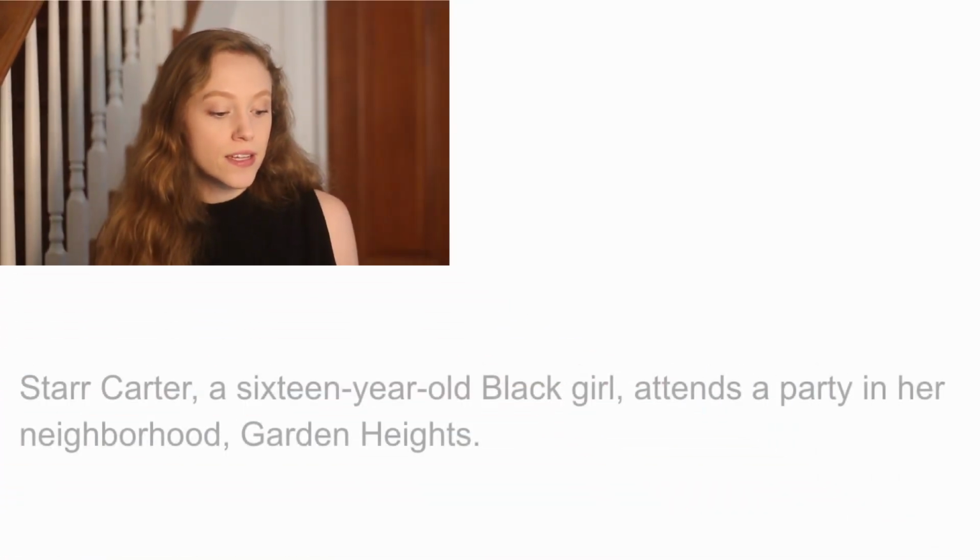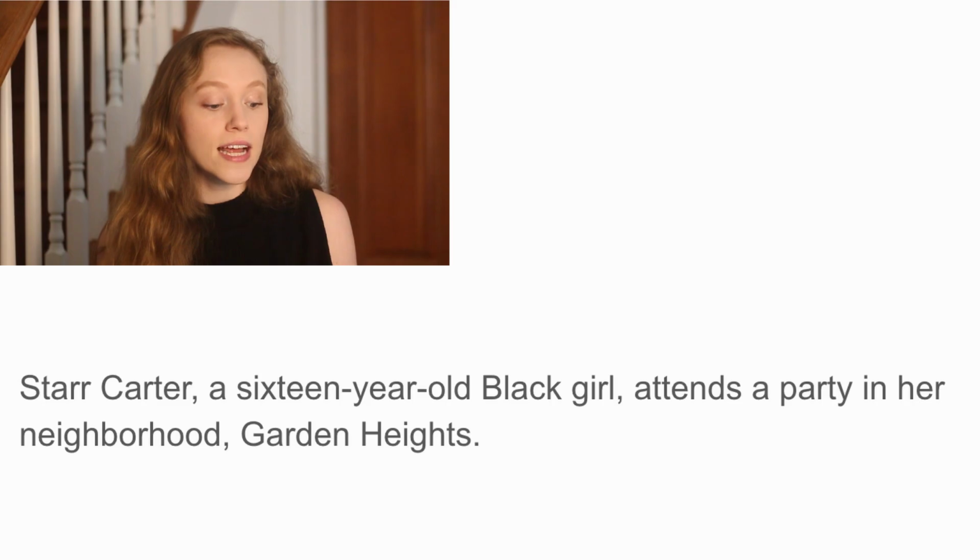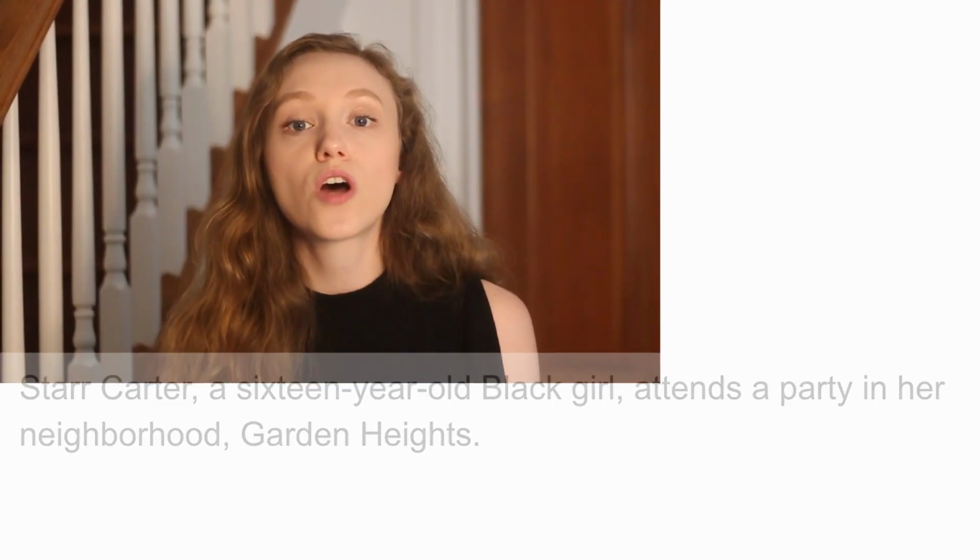To illustrate this, I'm going to use an example synopsis that I found on SparkNotes about The Hate U Give by Angie Thomas. So this is really going to help illustrate each point, and you'll see how the synopsis should sound and also what it should not sound like. So a great example of starting a synopsis with an inciting incident is: Starr Carter, a 16-year-old Black girl, attends a party in her neighborhood, Garden Heights. So we immediately see the first action of the story, and then we understand that something's gonna happen at that party that then unravels the rest of the plot from there.